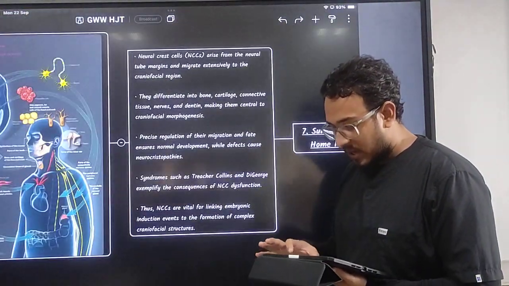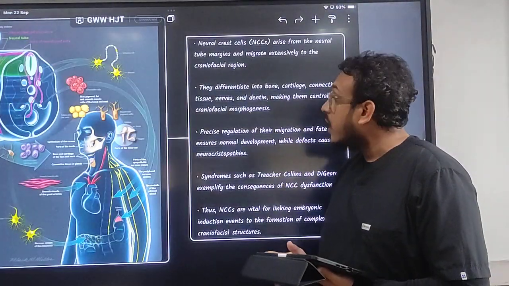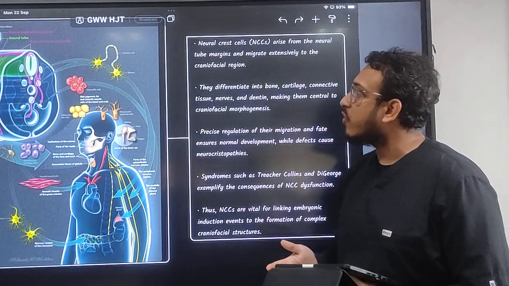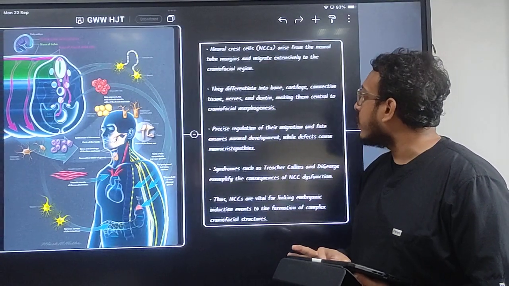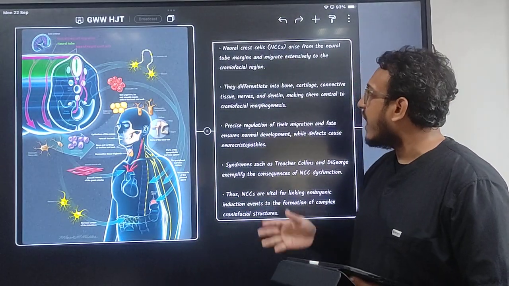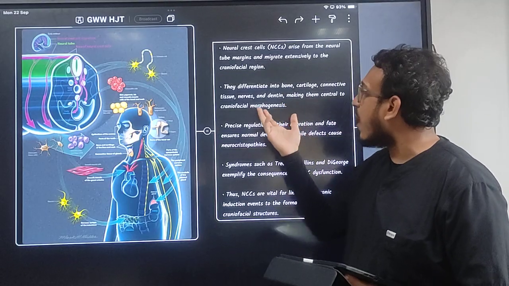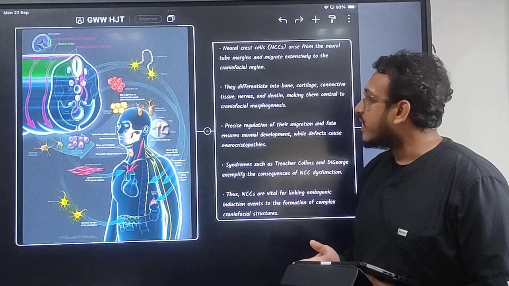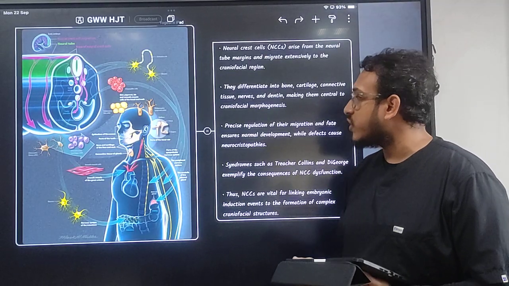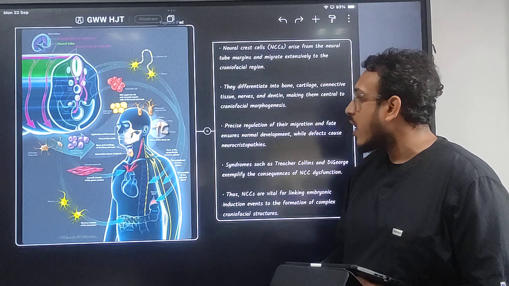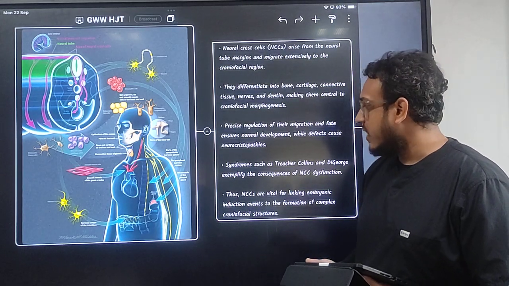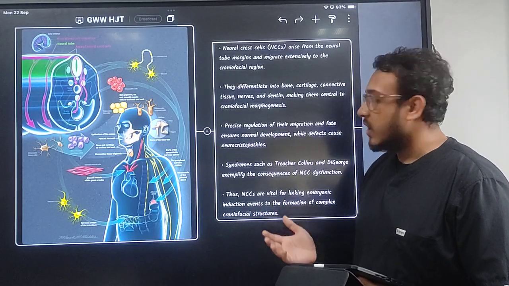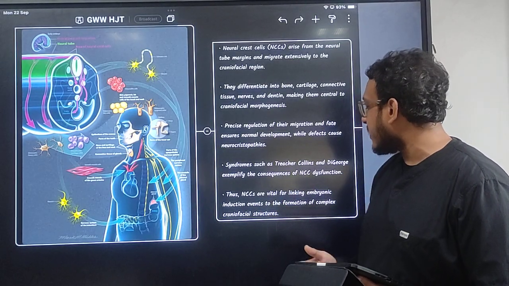So to summarize, the neural crest cells arise from the neural tube margins and migrate extensively to the craniofacial region. They differentiate into bone, cartilage, and connective tissues, and also form dentine, making them central to craniofacial morphogenesis. Precise regulation of their migration and fate ensures normal development, while defects cause neurocristopathies. Syndromes such as Treacher Collins syndrome and DiGeorge syndrome exemplify the consequences of neural crest cell dysfunction.